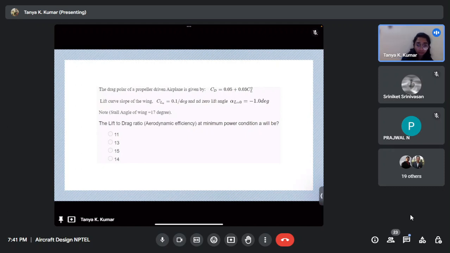Okay, so let's just look at this question. The drag polar of a propeller driven airplane is given by CD equals 0.05 plus 0.03 CL square. The lift curve slope of the wing, CL alpha, is 0.1 per degree, and the zero lift angle of attack, that is alpha at lift equals 0, is minus 1 degree. What kind of airfoil is it?